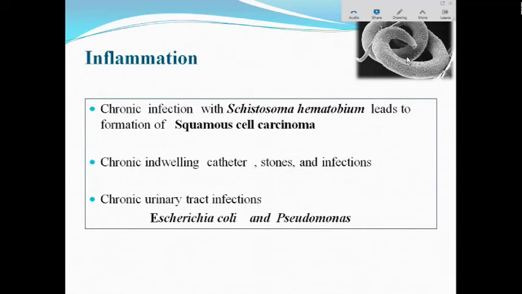Now for squamous cell carcinoma, the most important risk factor is infection. The most important chronic infection is Schistosoma haematobium, then chronic indwelling catheter, chronic long duration stone infection, recurrent infection, and chronic UTI with E. coli, tuberculosis. This leads to squamous cell carcinoma. Infection and inflammation lead to squamous cell carcinoma.